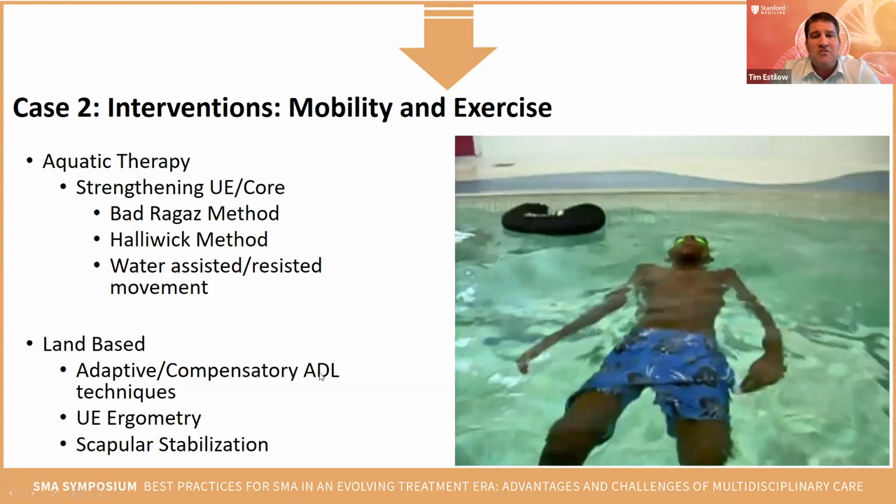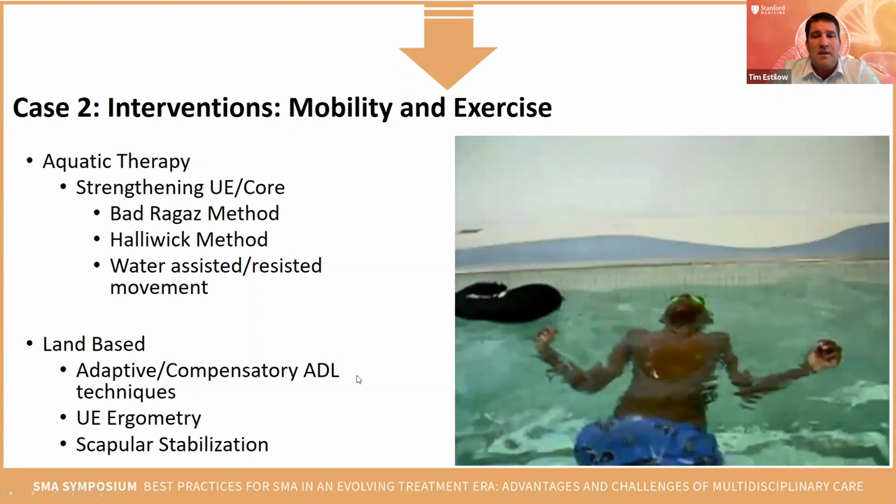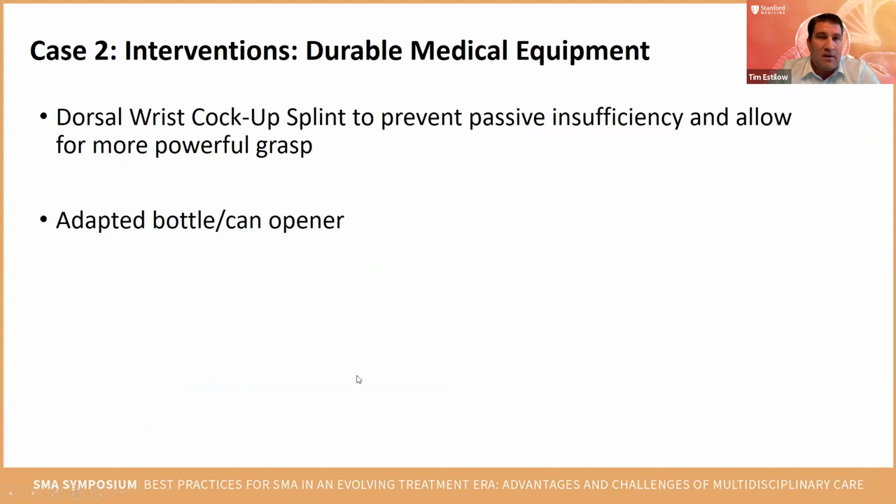Our land-based sessions really focused on adaptive equipment, compensatory techniques, and we did do some upper extremity ergometry and some scapular stabilization work. He had a dorsal wrist cock-up splint that we used that helped power his grip. His left hand had really limited motor skills. He had significant wrist drop. So this allowed him to stabilize objects, like when he would hold a bottle to try to open it up, or when he would hold anything for two-handed manipulation.